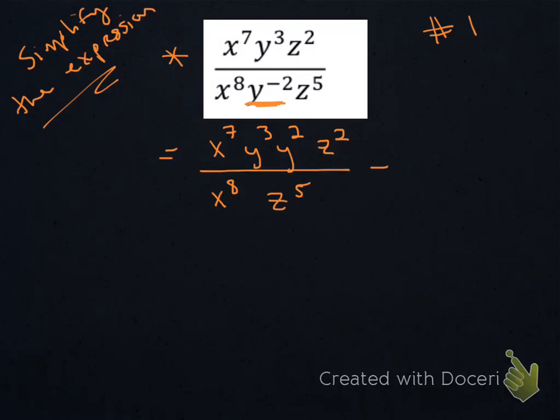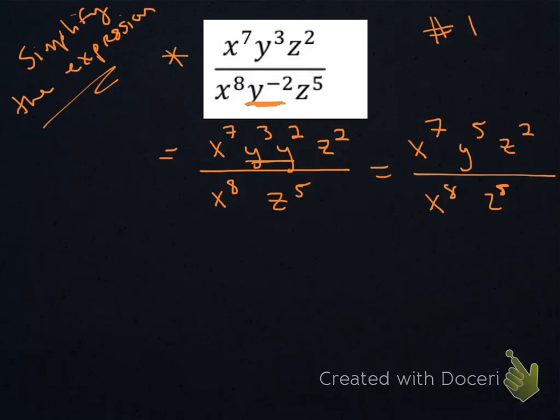So now let's combine our y's here. If we're multiplying like bases, we can add the exponents. So an x to the 7th, 3 plus 2 would be 5, so y to the 5th, z squared, all over x to the 8th, z to the 5th.